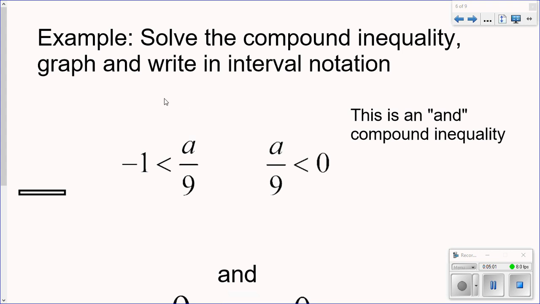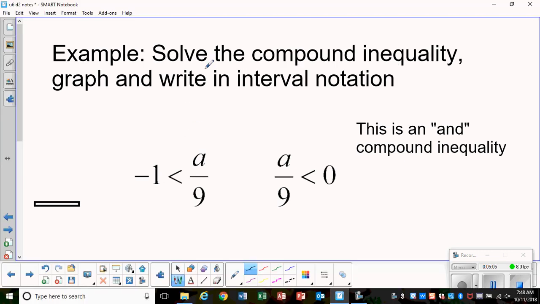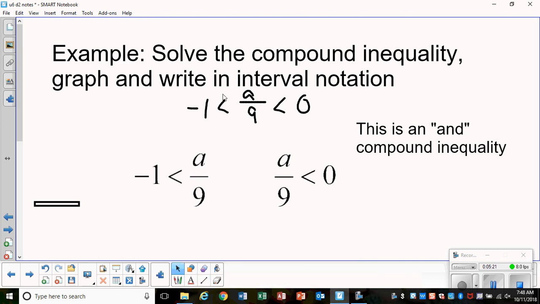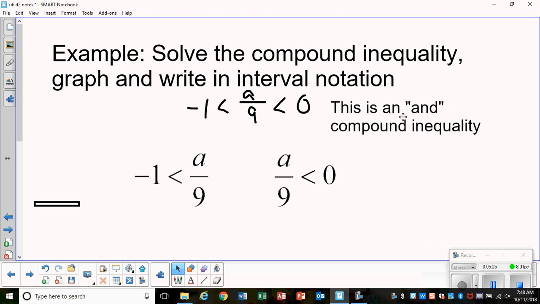Anyway, your question was, let's see if I can write it. Sorry. We had -1 is less than a over 9, which is less than 0. Now because there is no word here, and it's just like two inequalities mushed into one, I know this is an and statement. So this is an and compound inequality.